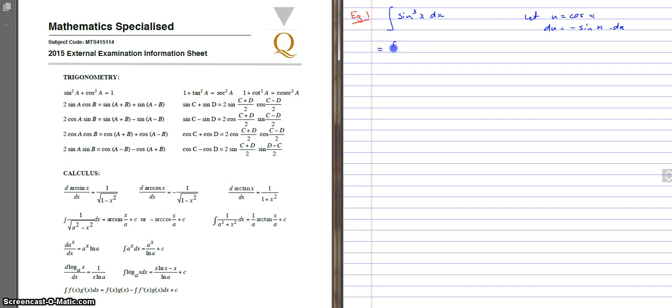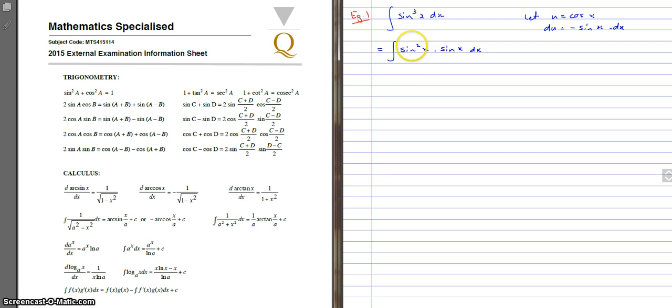What we can do here is say that this is the same as sine squared x times sine x dx.